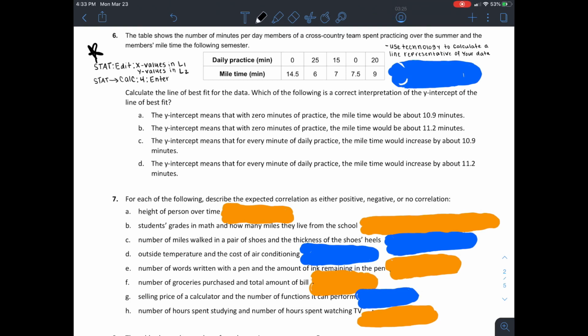Next, you go to Stat, and you hit the right arrow, and then Calc, and you enter 4 for LinReg and press Enter, and that will provide you with a line of best fit. So go ahead and pause the video now and try and find the line of best fit for this data.